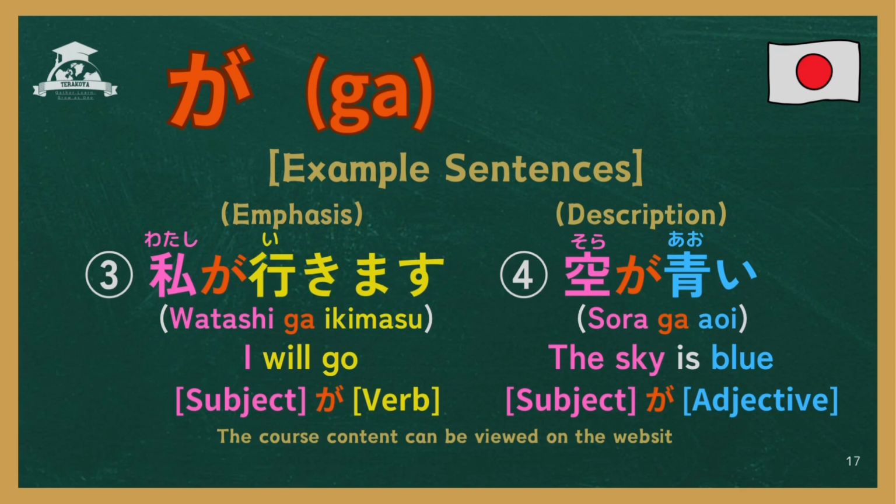私が行きます。It means I will go. 私 is I. 行きます is will go. 空が青い。It means the sky is blue. 空 is sky. 青い is blue. In this sentence, the particle ga is used to describe the state of the subject, sky.